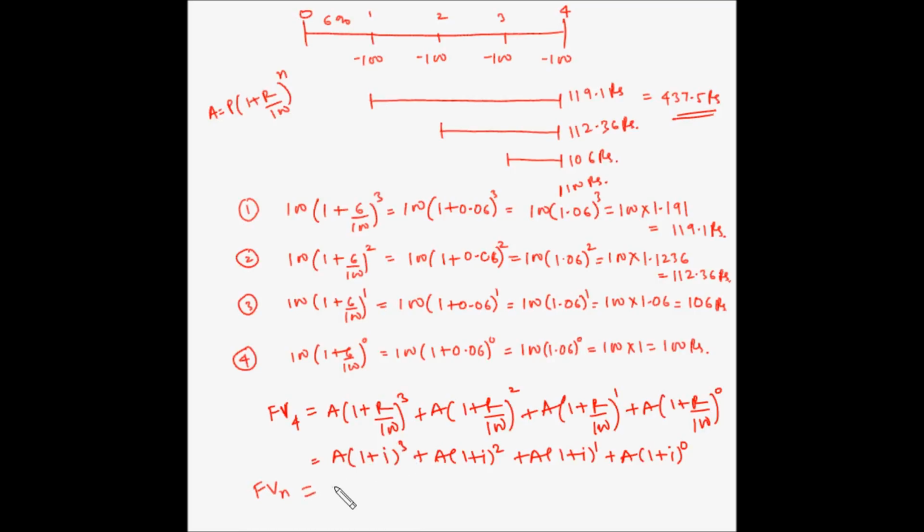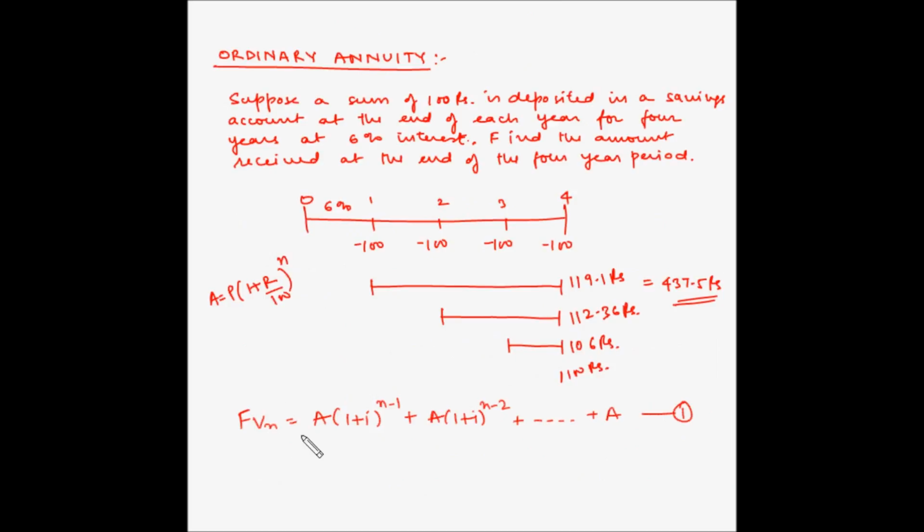So here this becomes a into (1 plus i) to the power n minus 1, plus a into (1 plus i) to the power n minus 2, then n minus 3, and so on, up to a into (1 plus i) to the power 0, and (1 plus i) to the power 0 is 1, so we leave it at this. Let's say this is number 1. Now let me delete this portion here to continue with this equation. So this is the equation that we obtained.